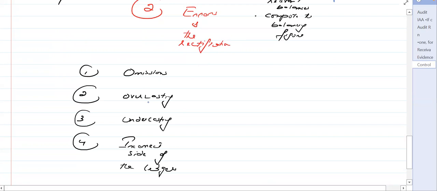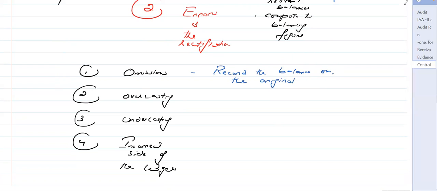We have also seen these things in the bank reconciliation chapter. So the omission, for example, you forgot to record any balance. How to deal with that? How to rectify that error of omission? So record the balance on the original side. Original means where it is supposed to be recorded. For example, credit sales should be recorded on the debit side. Sales return should be recorded on the credit side. So if you have omitted any balance, record the balance on the original side.